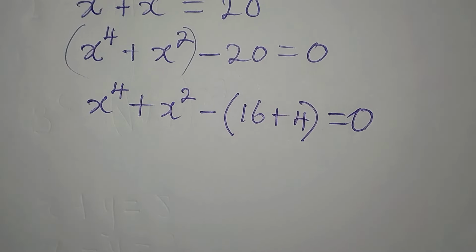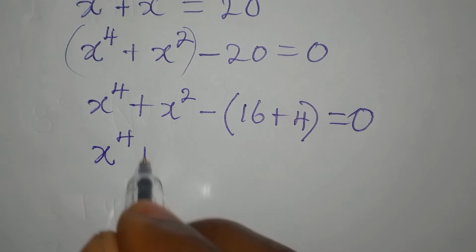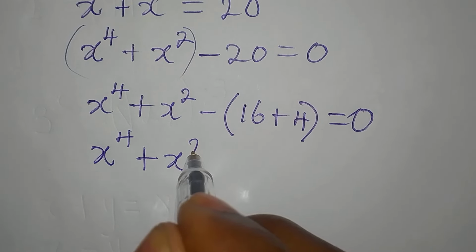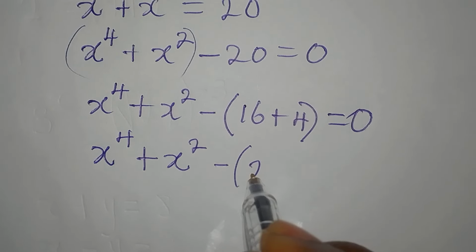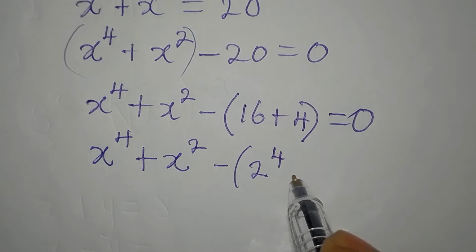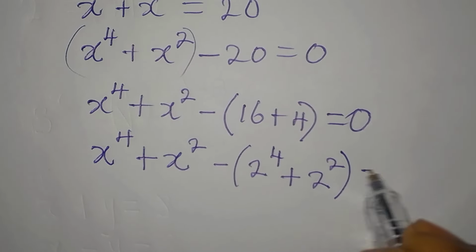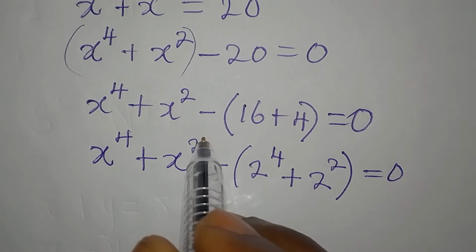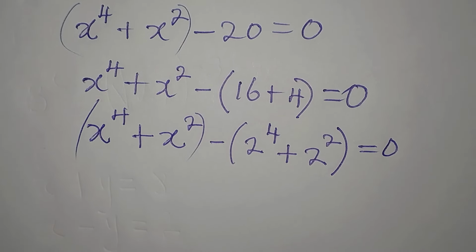So that if we proceed, we will now have x to the power of 4 plus x to the power of 2 minus open brackets 2 to the power of 4 plus 2 to the power of 2. Everything is equal to 0. Now you look at this and this. They are in the same form now, right?